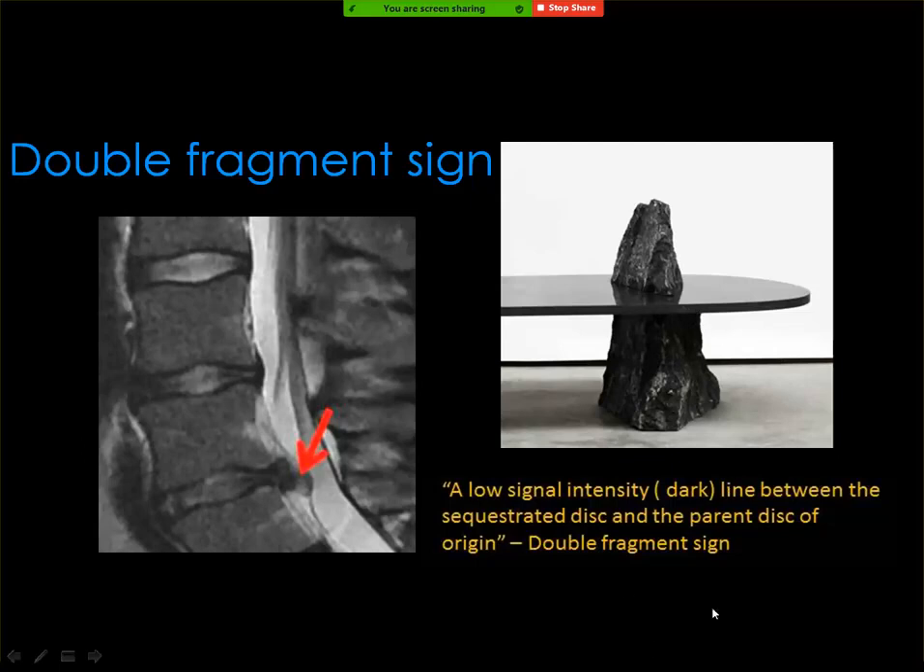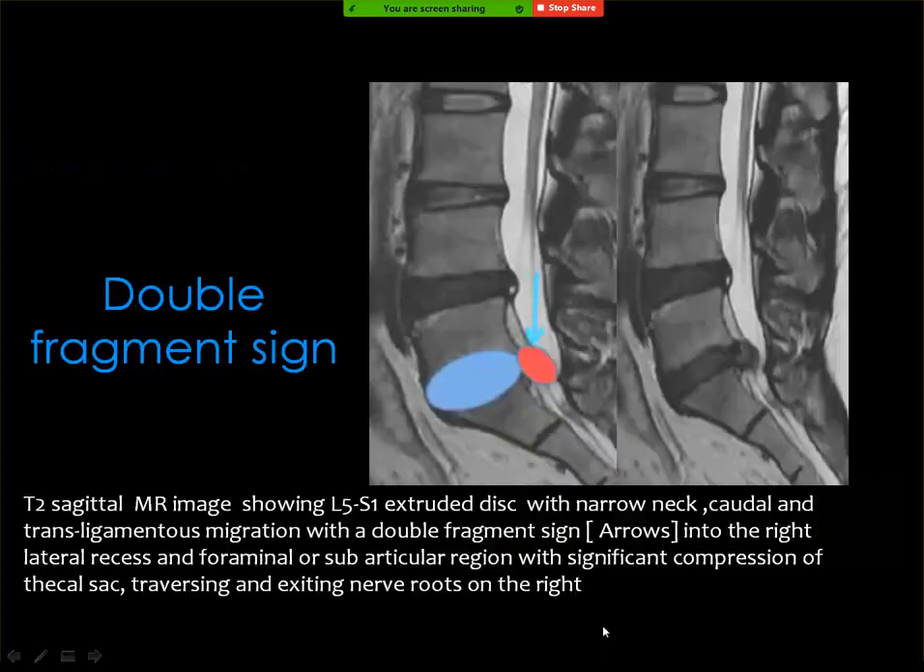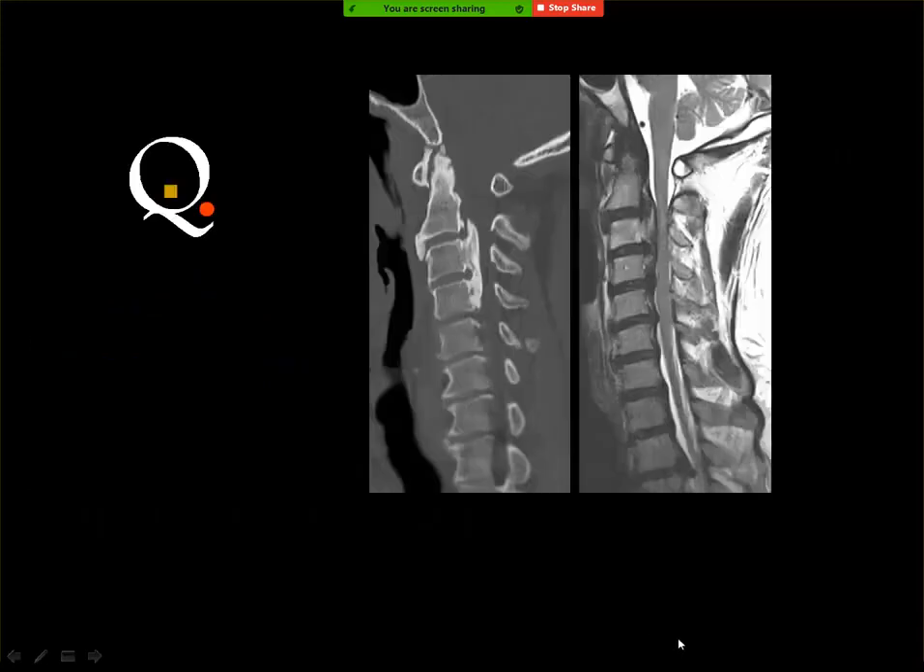And if you see this low signal line between the disc fragments, you can say safely that you are dealing with a sequestrated disc, in spite of the sequestrated fragment not being totally separable from the disc itself. And this is also an appearance of a double fragment sign. And you got herniation and you got some separation of the disc fragment. Then what do you think of this?